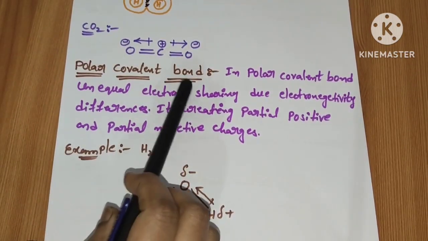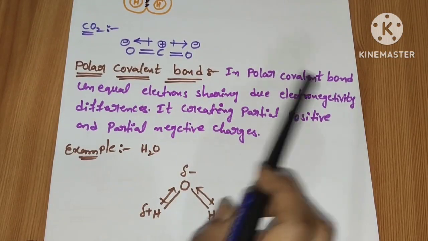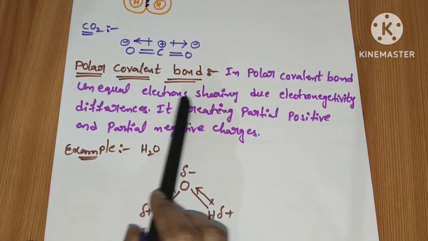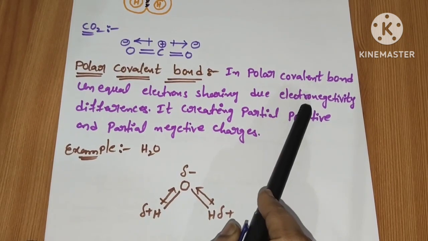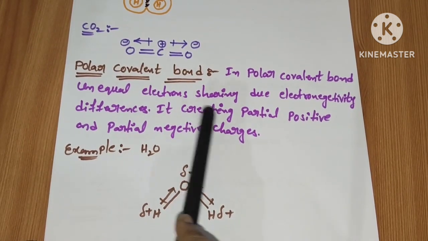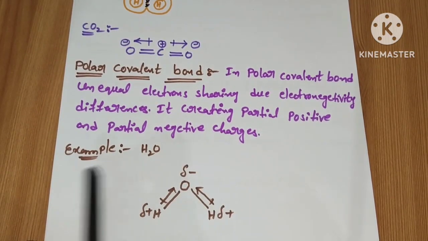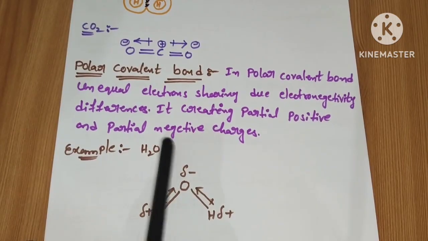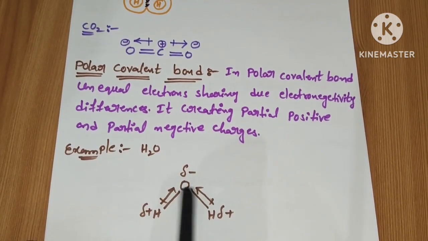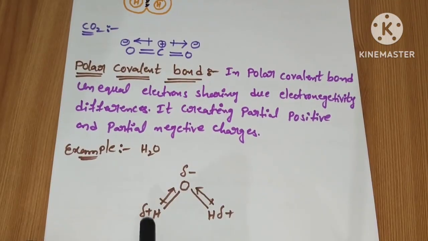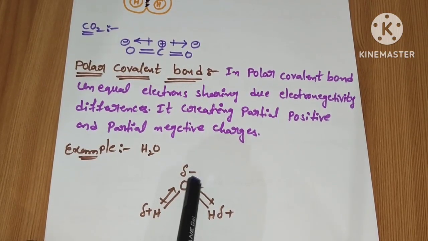Next, polar covalent bond. In a polar covalent bond, there is unequal electron sharing due to electronegativity differences. It creates partial positive and partial negative charges. For example, consider H2O. Here, oxygen is more electronegative than hydrogen atoms. So, oxygen pulls the electrons stronger than hydrogens. So, oxygen gets partially negative and the hydrogens get partially positive.